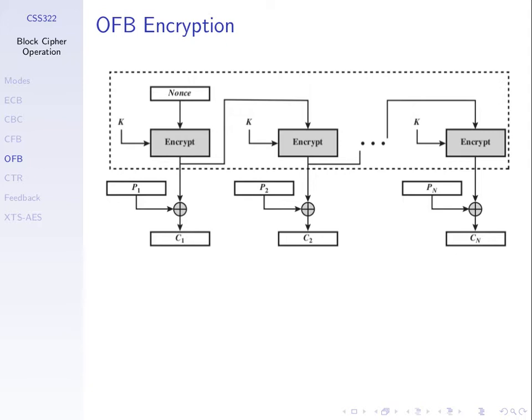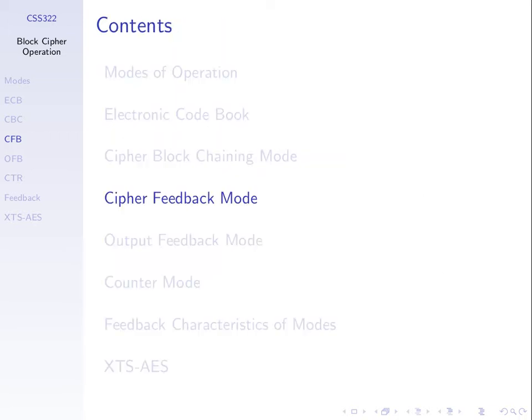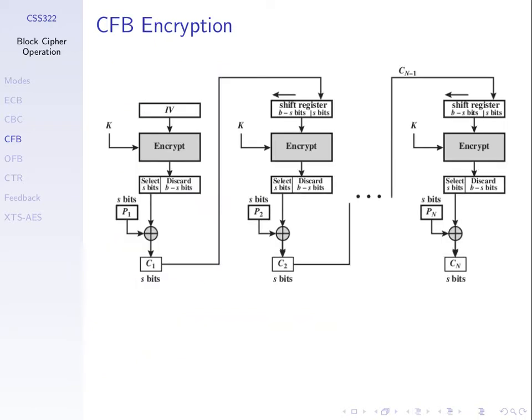Let's return to one more. Those ones we've seen examples of them before. The one we skipped over, cipher feedback mode, looks complex, but in fact it's not too hard. It's similar to the others. It's a way to turn our block cipher into a stream cipher.